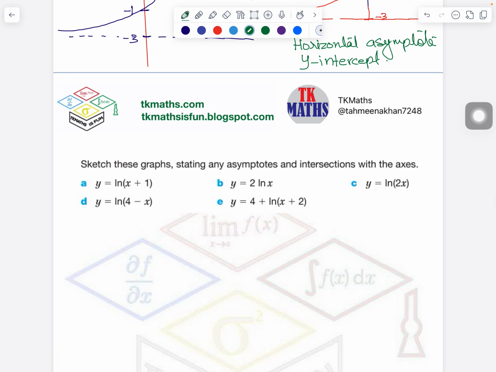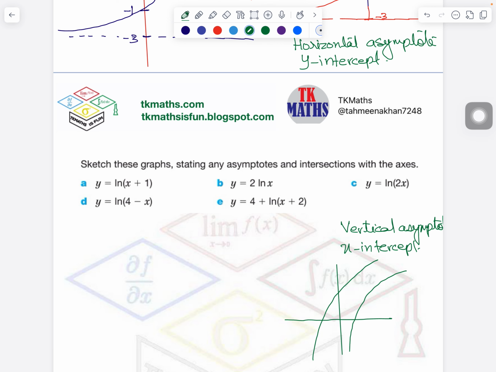And for the log function, it's vertical asymptote and x-intercept. And the shape of the curve, without plotting anything, I know it is like this. It could be from anywhere. This is the shape of the log function. And we have seen that exponential and log are reflections of each other in the line y equals x. We have seen that in the last video.